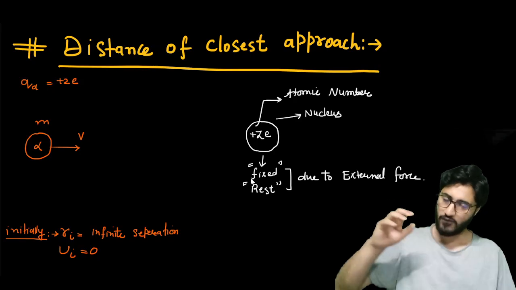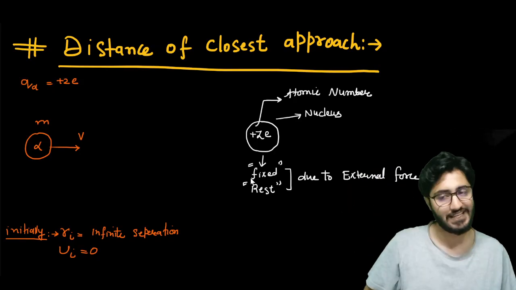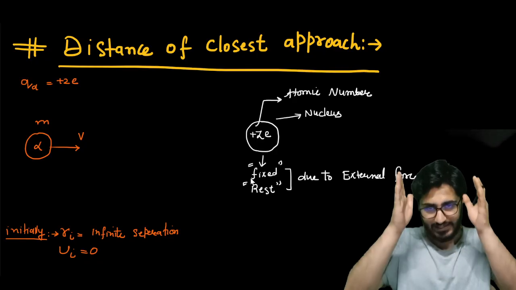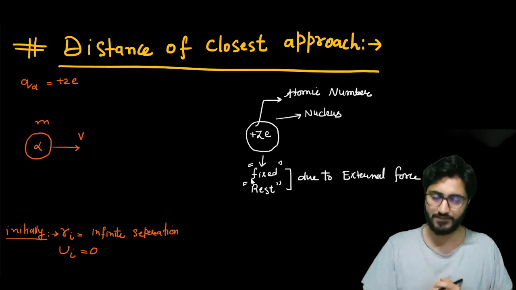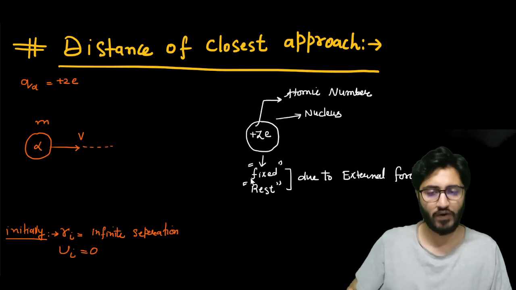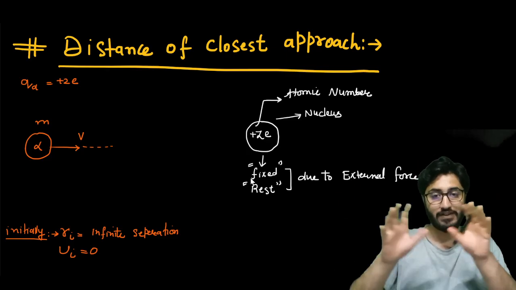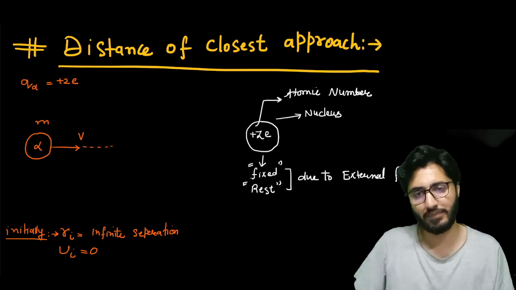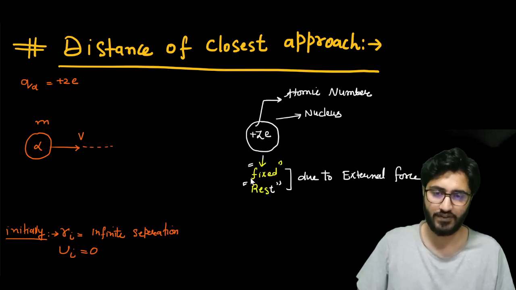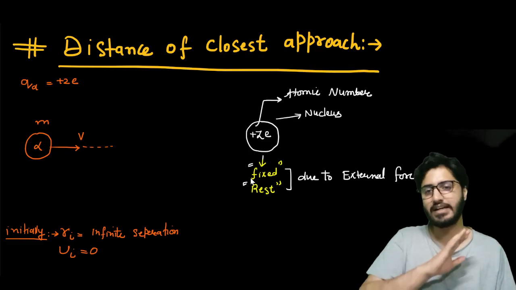Now, when we throw the particle with velocity v towards Ze, the distance between the alpha particle and Ze will decrease. It will come here. Both are positive charges, so they will repel each other. But as this one is fixed, it won't get affected.